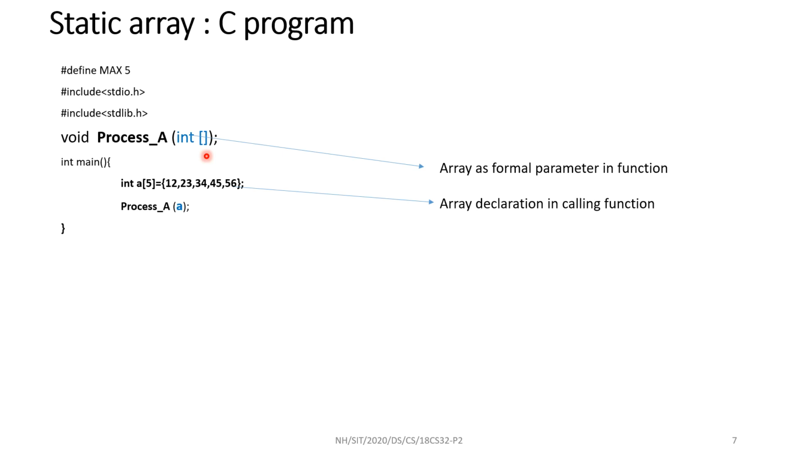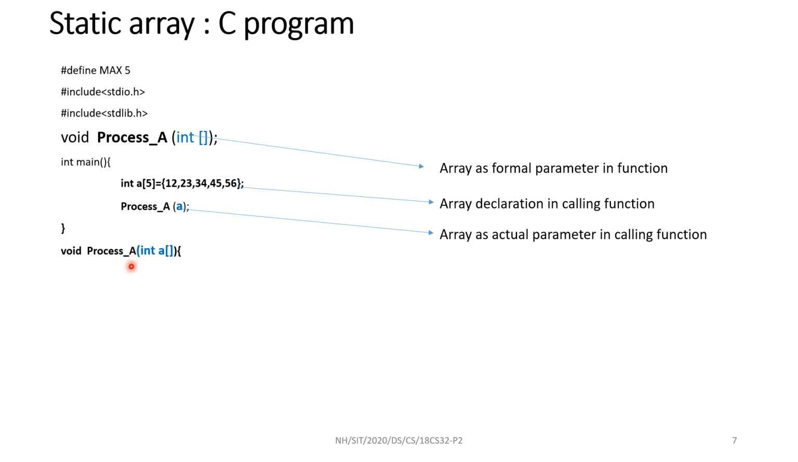Calling a function processA by sending the base address. The base address of this array is A. Anyway, I will not be complicating that. I am passing the array name. So that is the actual parameter that is used when you are calling the function.